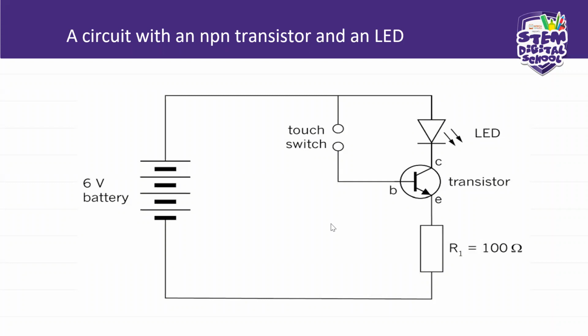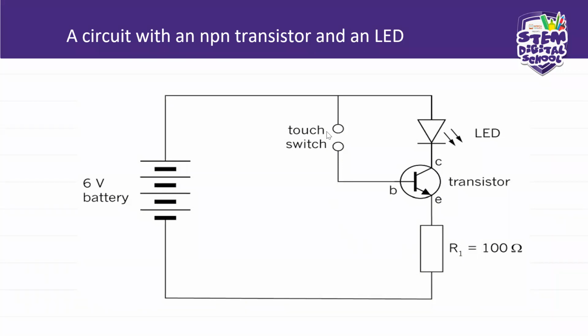Why do we have to put resistors in circuits? Remember, other electronic components are very sensitive to current, so they can burn out. They can burn. So you need to control the amount of current that goes into those components. So that's why we have to put resistors.